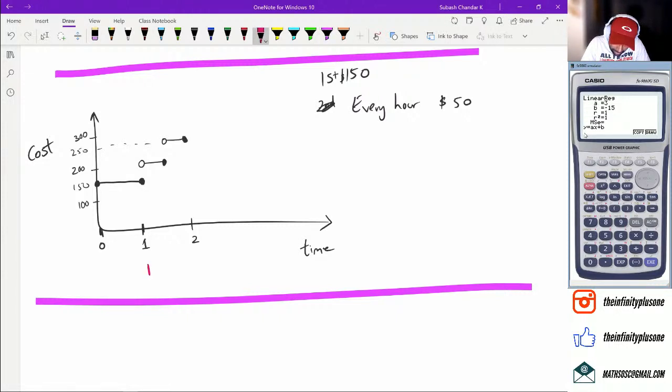at 1 hour you're going to get paid $150, but at 1.5 hours you're going to get paid $200. It doesn't matter whether the guy only works for an hour and 15 minutes, I still have to pay. I should say every half hour there. My bad. Every half hour he's charging me $50.